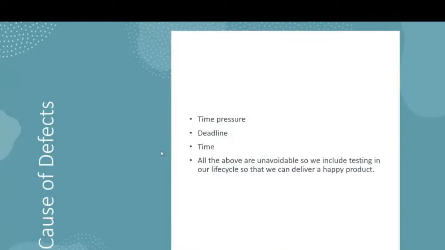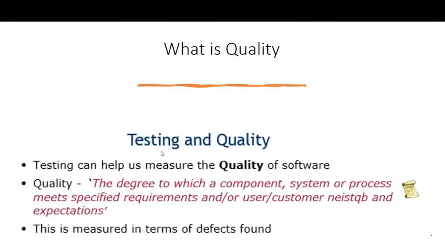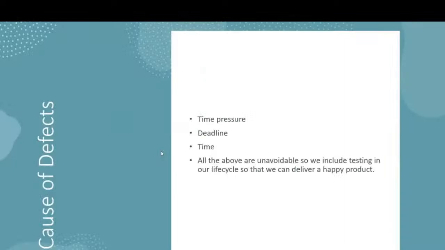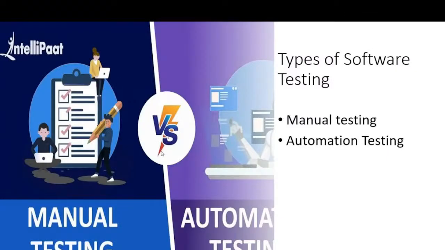Okay, so now that we have understood what is testing, what is quality, and what are errors, defects and failures, now we will understand the different types of testing. There are mainly two types of testing: manual testing and automation testing. So what is manual testing? Manual testing is nothing but we do everything manually, with manual intervention. That is called manual testing.